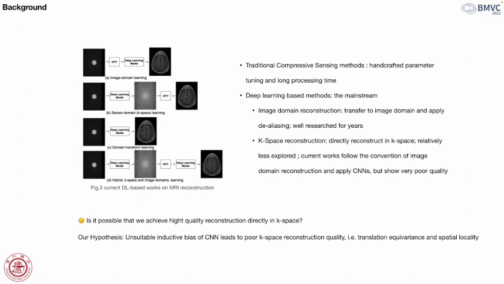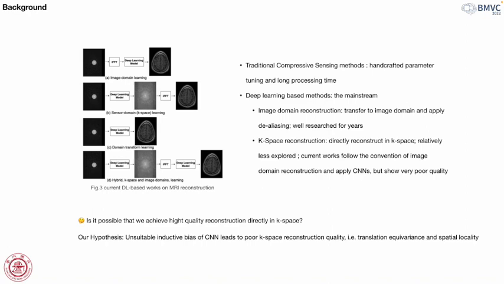Our hypothesis is that the unsuitable inductive bias of CNN leads to poor K-space reconstruction quality. First, naive convolution networks are translation equivariant, but the same value appearing in different positions of the K-space spectrogram represents totally different information. Besides, the spatial locality leads to a limited receptive field, making it hard to model the long-distance relationship between different K-space points.